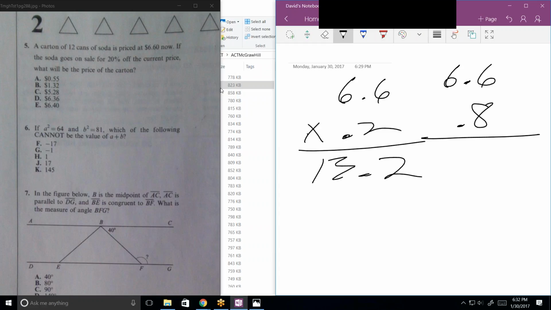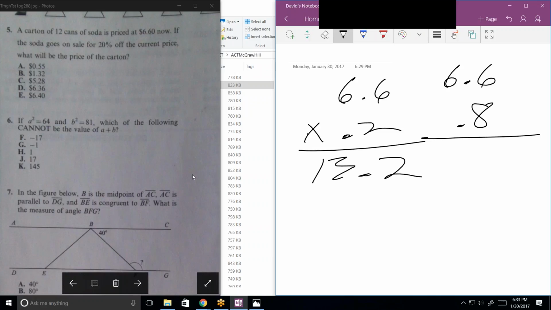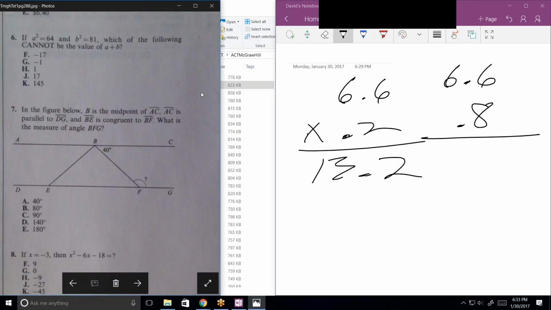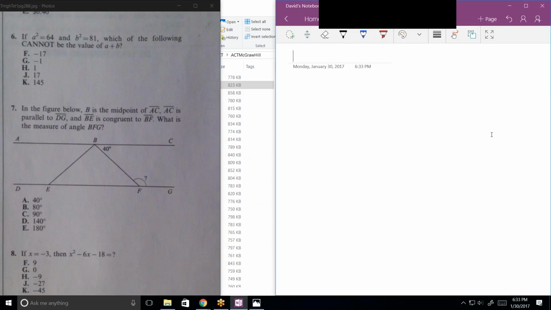Now, what piece of information did they give you in this problem that was completely irrelevant? The carton of 12 cans of soda. Who cares? They could have said 89, and it wouldn't have mattered. The price is $6.60. We were trying to figure out what a 20% discount would give you. That's all. So another lesson is everything they give you isn't necessarily relevant. And that goes for the SAT and the ACT.